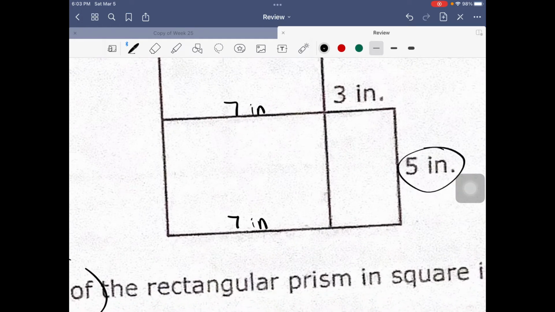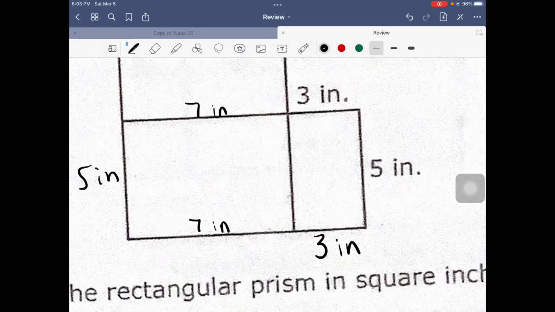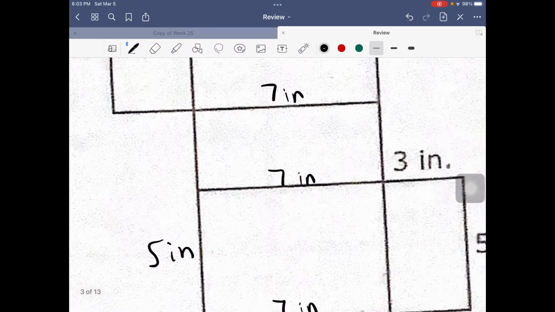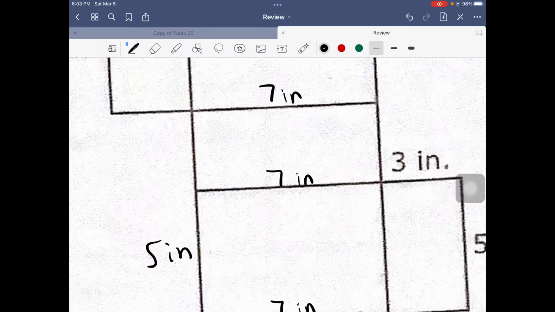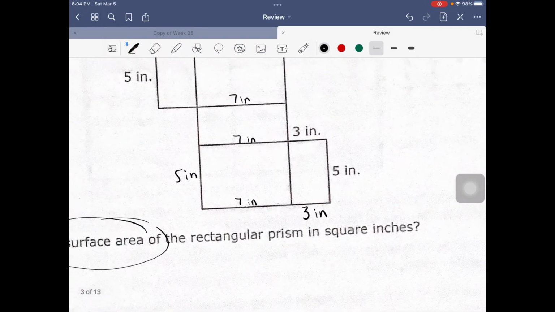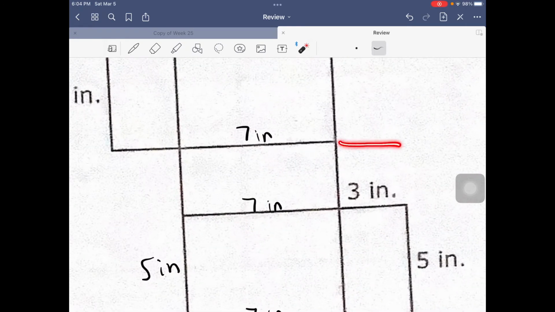Ahora, if this one's 5 inches, this one is also 5 inches. ¿Qué más necesito? If this one is 3 inches, this one is also 3 inches. First, let's put the dimensions for every single one to see if we're missing anything. First we need to find all of them so that we can find what we're looking for. What is the total surface area of the rectangular prism in square inches? Bueno, pero primero we need to find this, the same thing, the square right here.